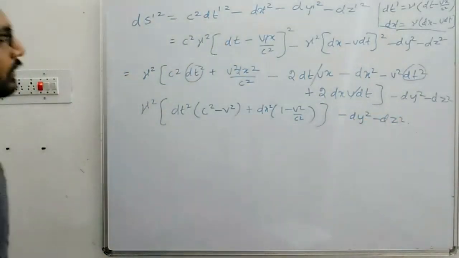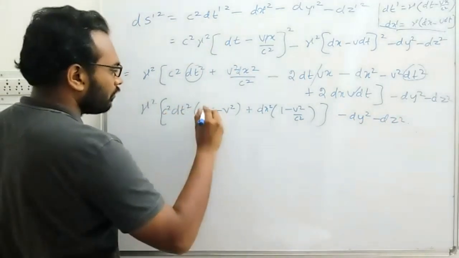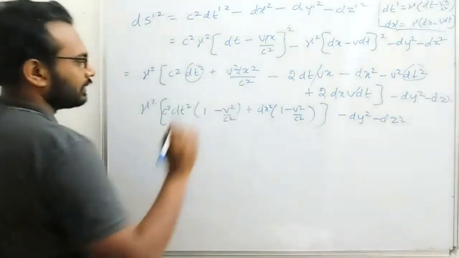All right, so this c square can be pulled outside here, and then this becomes 1 minus v square by c square.